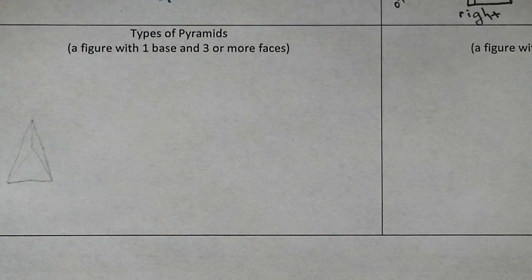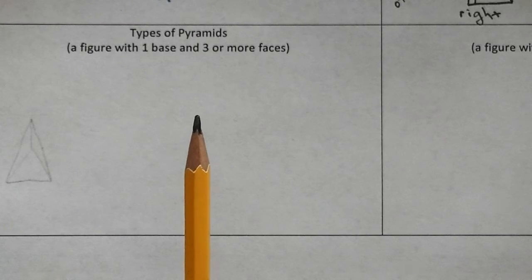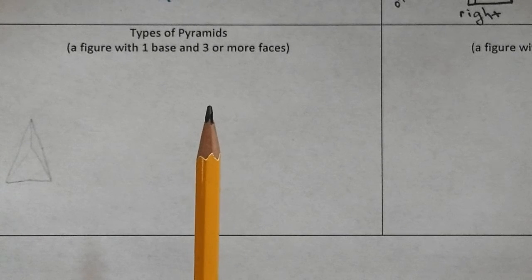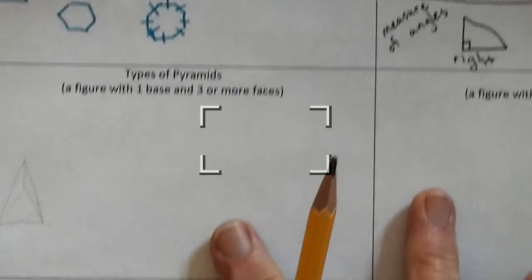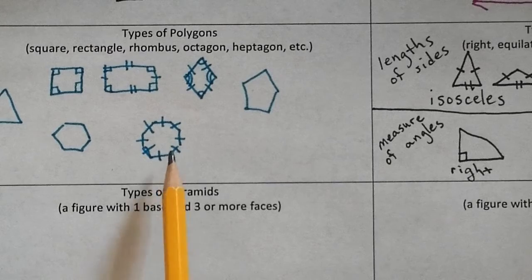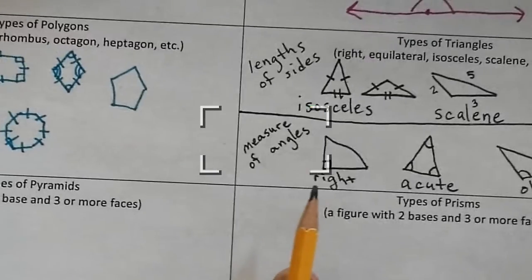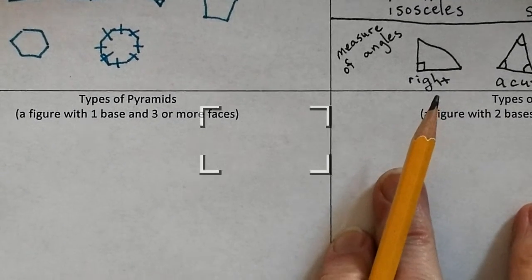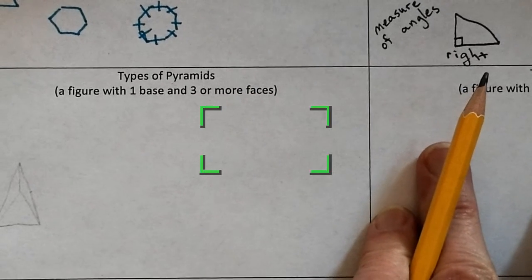So next we're going to move on to types of pyramids. I'm switching to a pencil because I'm probably going to erase some of my lines so that they look like they are in the background rather than the foreground, because we are moving on from two-dimensional shapes, which is what we've been drawing when we drew our polygons and our triangles and our lines. Those were two-dimensional shapes. So now when we go to types of pyramids, those are going to be three-dimensional shapes.